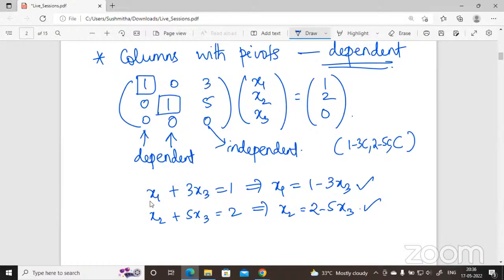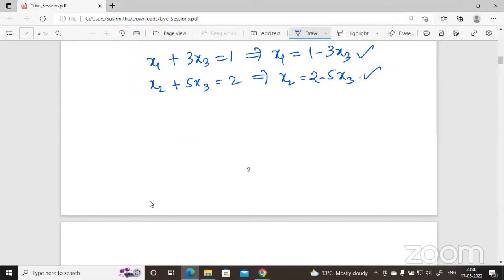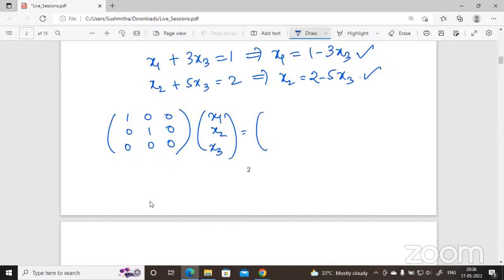Ma'am, I want to ask a question. Okay, understood. Suppose we have a matrix. Can you please write it down? Suppose we have a 3 cross 3 matrix, 1 0 0, 0 1 0, and 0 0 0, multiplied by a column matrix x1, x2, and x3. And the B matrix is 0 0 0. So, ma'am, what will be the solution for this?